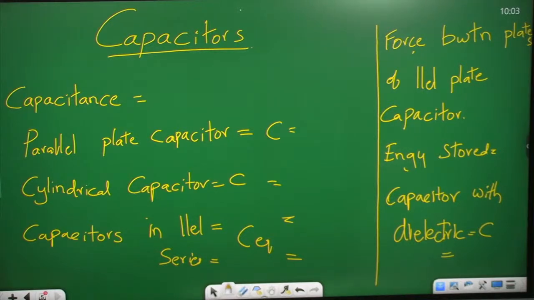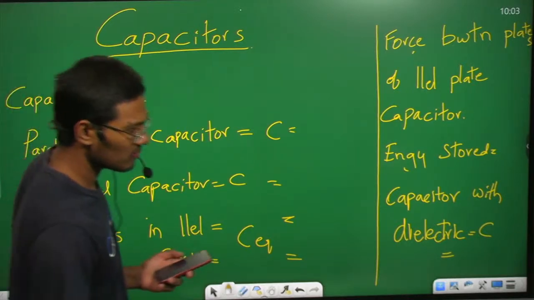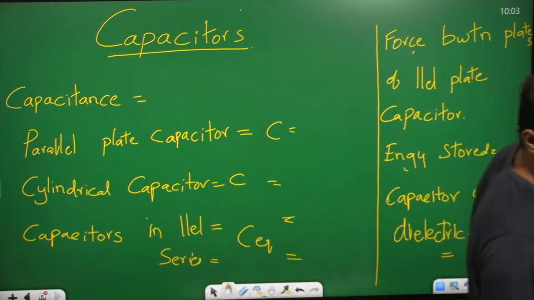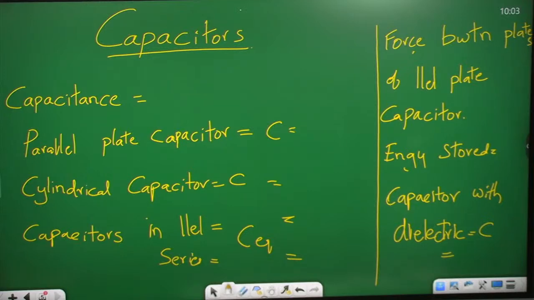So fill these formulas. Capacitance Q by V. Parallel plate capacitor C naught is equal to epsilon naught A by d. Come on. Force between parallel plate capacitor in terms of Q and A. Come on.